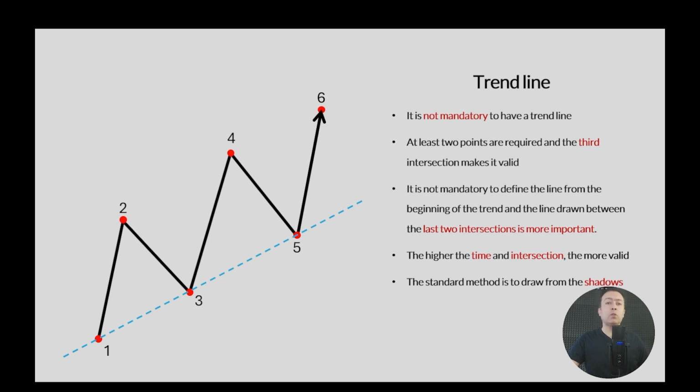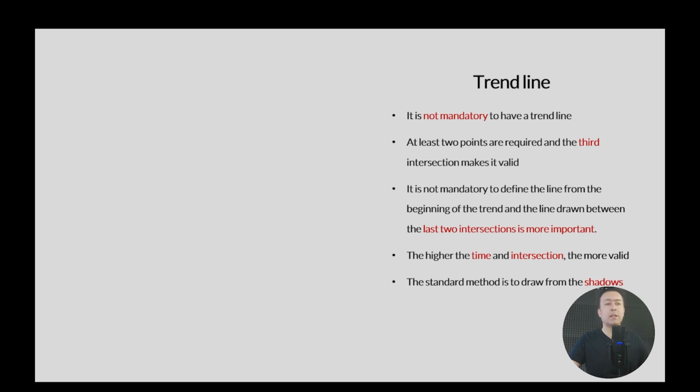Also, if you want to draw a trend line, it is better to use the wicks, the shadows of the candles. But the key point here is that you should draw the trend line in whatever way gives you the best result. For example, if you see that connecting the candle bodies gives you a better outcome, you can connect the bodies. However, drawing with the wicks is generally better and more standard.